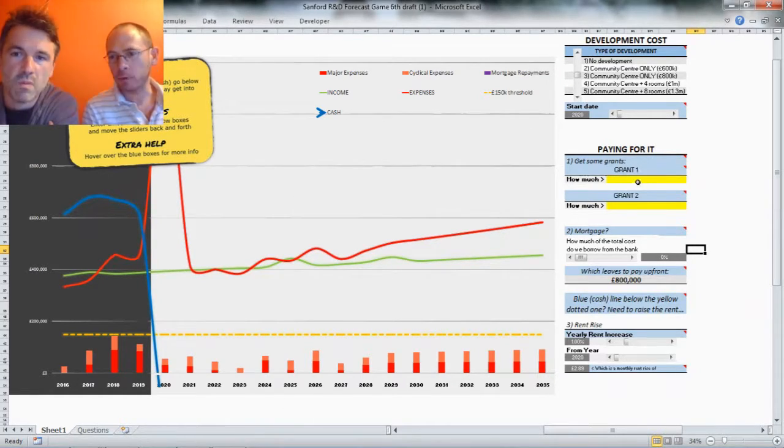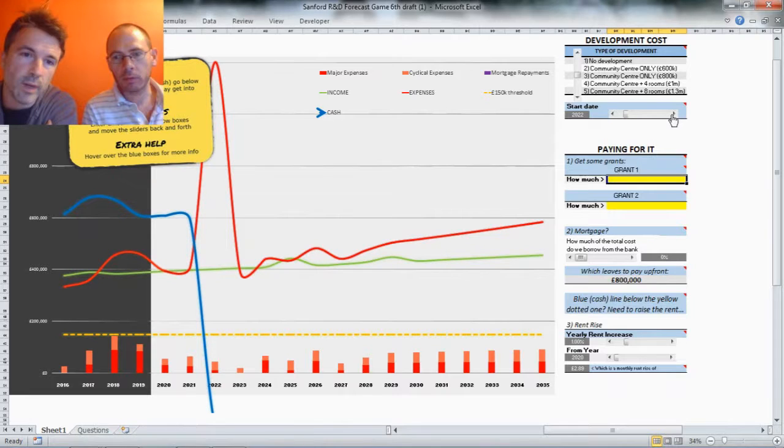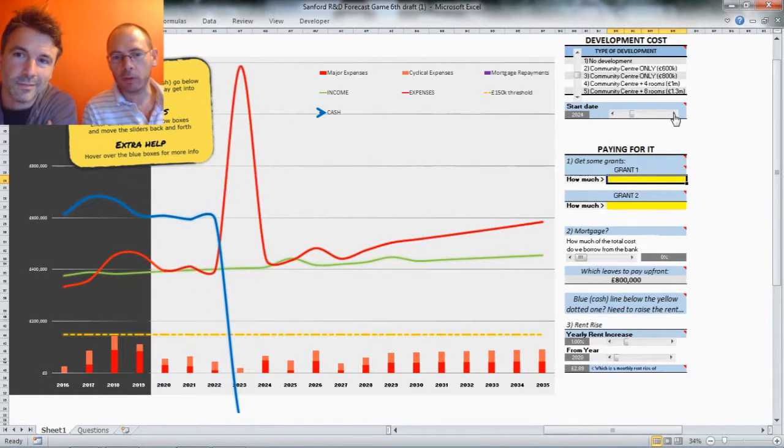But if we put in some grants, we can see what happens. Yeah, put some grants in, see what happens. Or change the start date. That could change things too, but not too much, as you can see. I see, so it's just delaying.